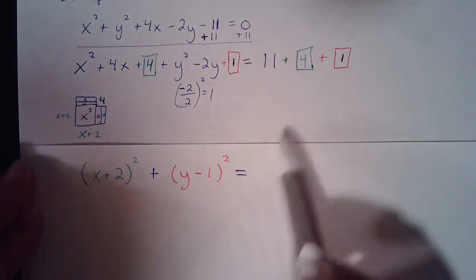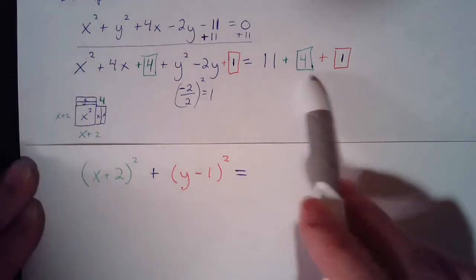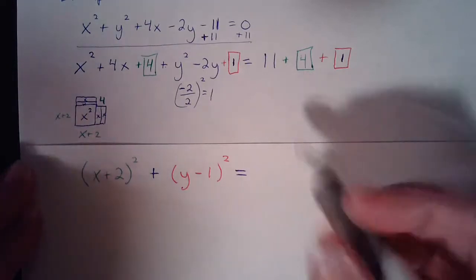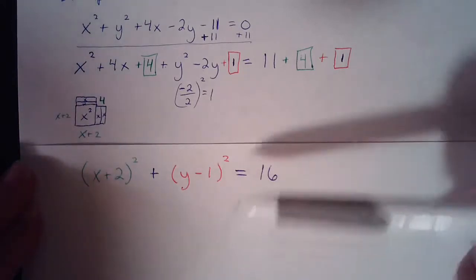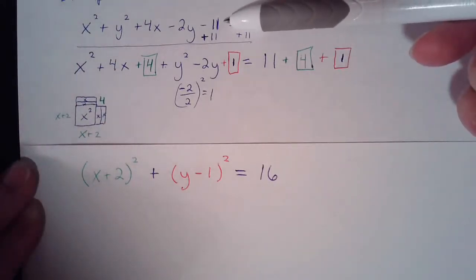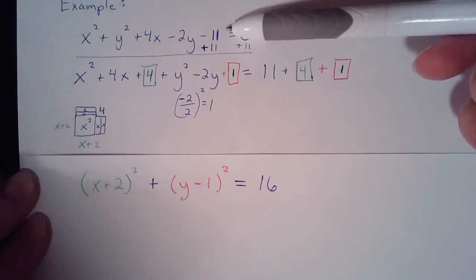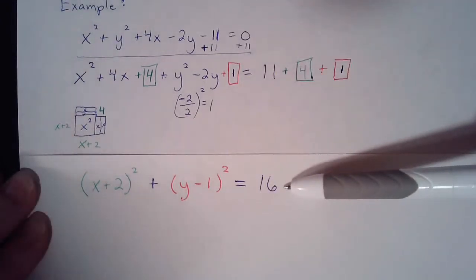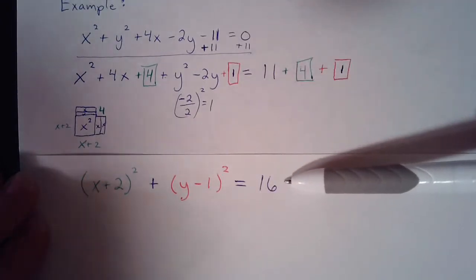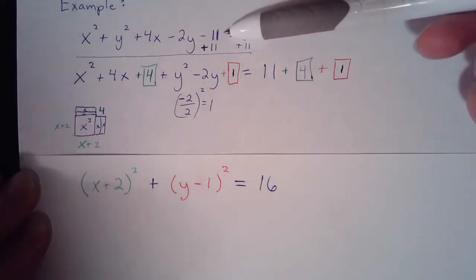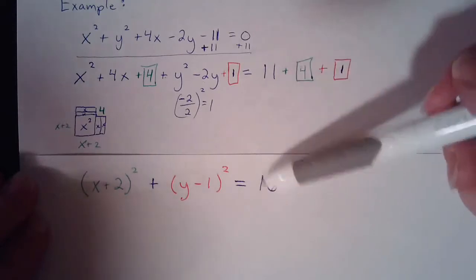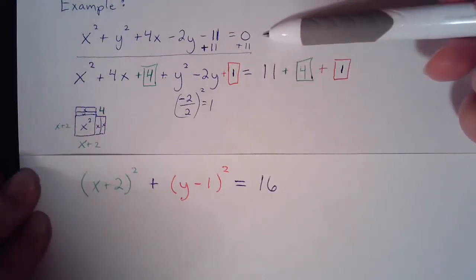Then we've got 11 and the 4 and the 1, and we need to combine those, and that gives us 16. So now we went from it given in general form, and we wrote it in graphing form. Does this look familiar? It should. It's the one that we multiplied out to get this value. So these are the same thing, they're just written in different forms.